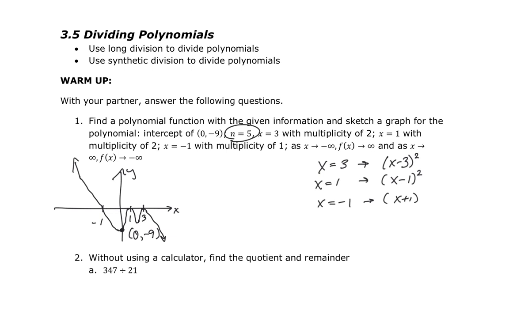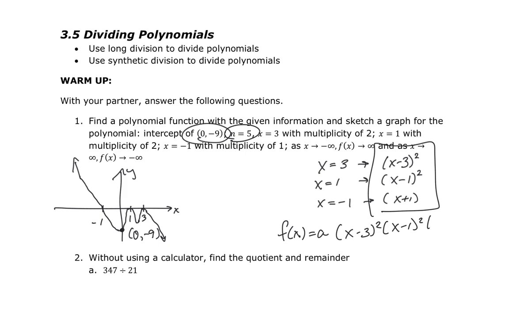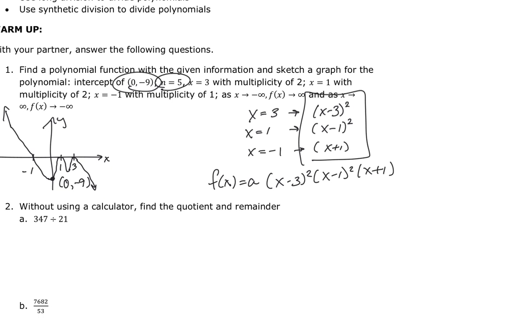Now, we know from before what we need to do is take this information and use this intercept to figure out what a is. So I know my function f of x is going to be some constant or coefficient a, times x minus 3 squared, x minus 1 squared, and x plus 1. Now I'm going to use the fact that when I put in 0 for x, -9 comes out. So -9 is the answer.